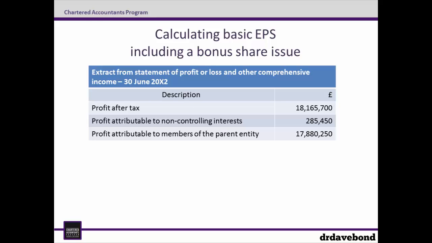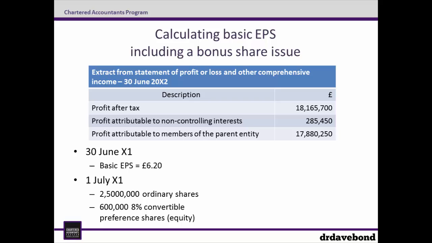In this case, we have an after-tax profit for the year ended 30 June 2002 of £18,165,700, profit attributable to non-controlling interests of £285,450, and a profit attributable to members of the parent entity of £17,880,250. At the end of the previous year, the basic EPS was £6.20.